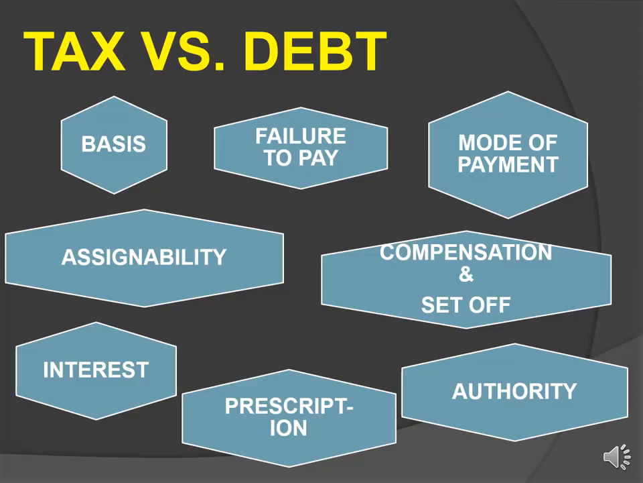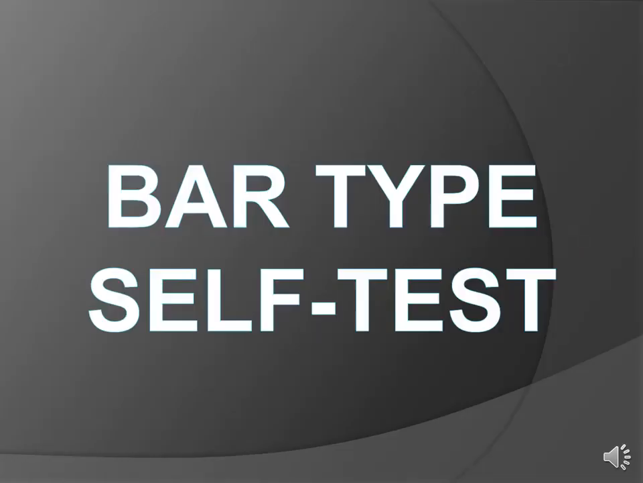Now, what about the authority that imposes it? It's similar to basis. Since taxes arise from law, then the authority that imposes it is nothing more than the government. But when you talk about the debt, it's nothing more than the agreement between parties. That's why the authority here is the private party involved.